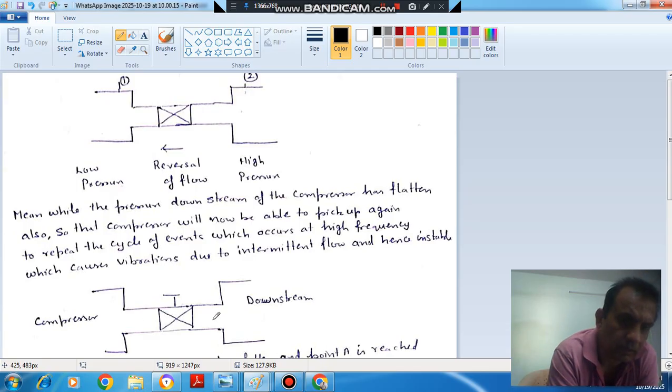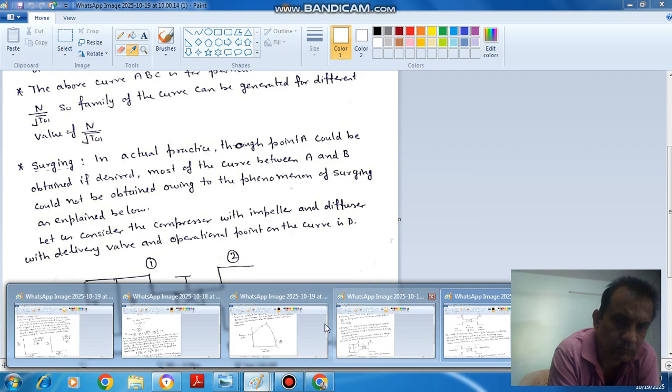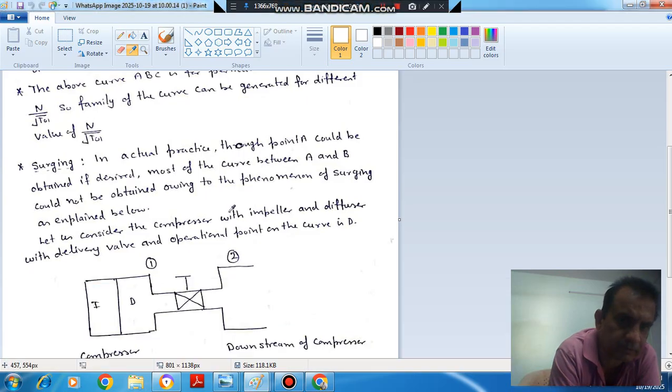And this happens at high frequency. First the flow is taking place in this direction, then the flow is taking place in the other direction, and this is occurring at high frequency. So this may lead to vibration in the compressor. This phenomenon is called surging. Now I will read out surging.